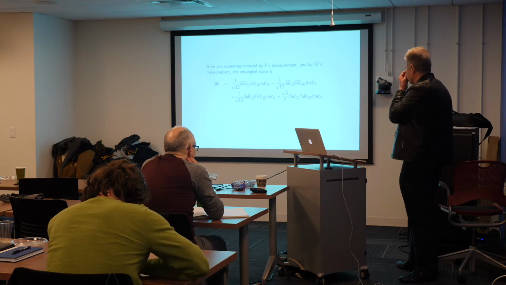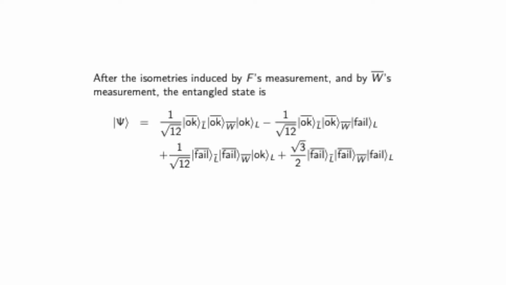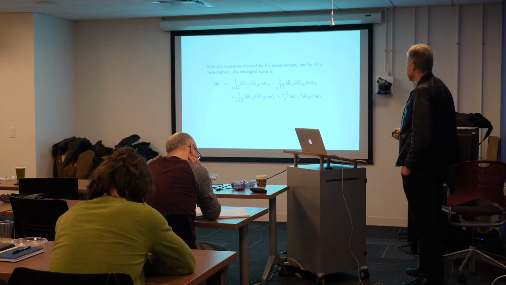Now, to put it differently, after F's measurement, now what is F? F is measuring, okay, let me go back. Well, F is just measuring spin, and W bar is measuring now OK fail. The entangled state can be written this way. That's how you get 1/12 for OK.